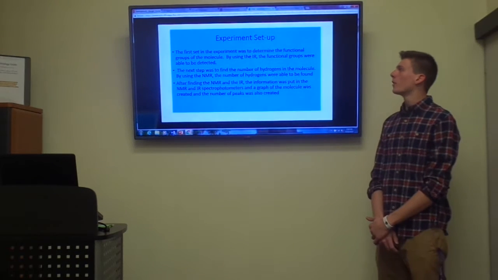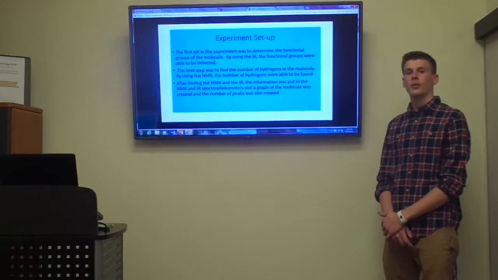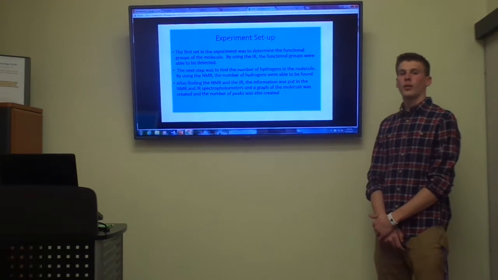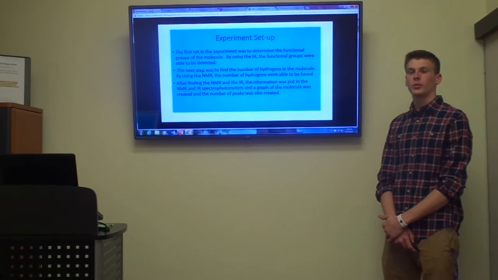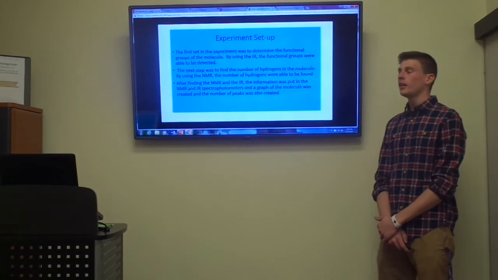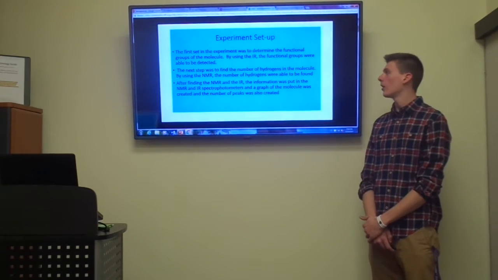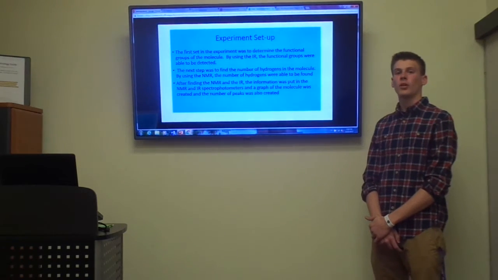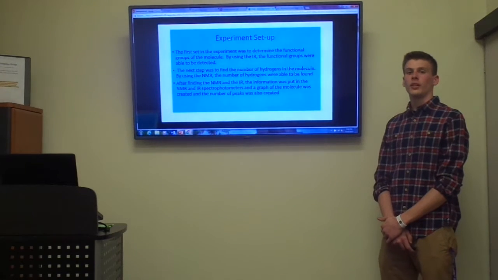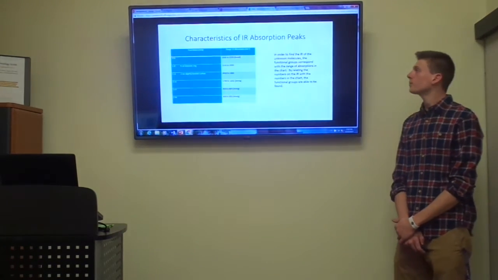Experiment setup. The first step in the experiment was to figure out the IR. Once we figured out the IR, we were able to figure out the functional group. Next, we needed to figure out how many hydrogens and what kind of hydrogens were present, and the ratio that was present also. We did this by using the NMR. After finding both the NMR and the IR, the information was put in an NMR and IR spectrometer. A graph of the information was then created, and the peaks were formed.